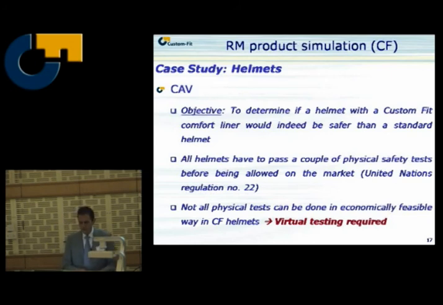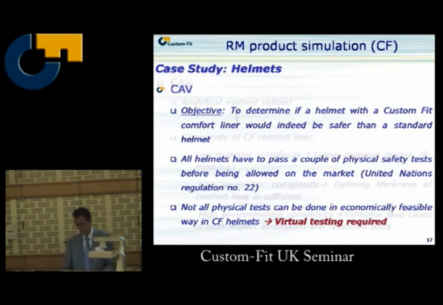So the objective for the verification of this customized product is to determine if the helmet with the custom comfort liner would indeed be safer than a standard helmet. In general, all helmets have to pass a couple of physical safety tests before being introduced in the market. However, as this helmet is customized, we cannot make physical tests in an economically feasible way for the helmets. And thus, virtual testing is required.